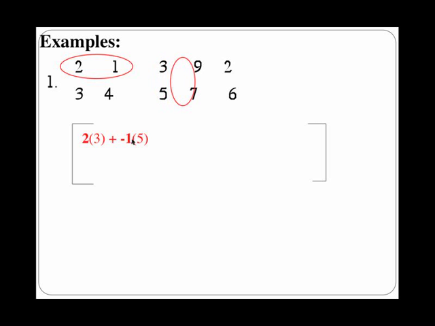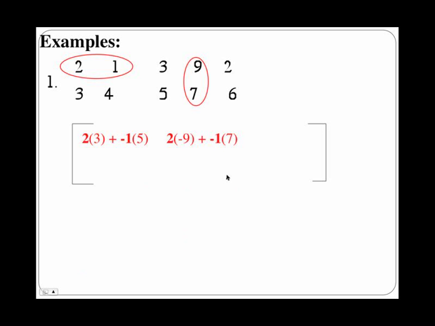What we're going to do next is multiply the first row again, but now by the second column of the second matrix. And again, we'll do 2 times 9 and 1 times 7. Obviously it's 2 times -9 and -1 times 7, and then we add those values together.